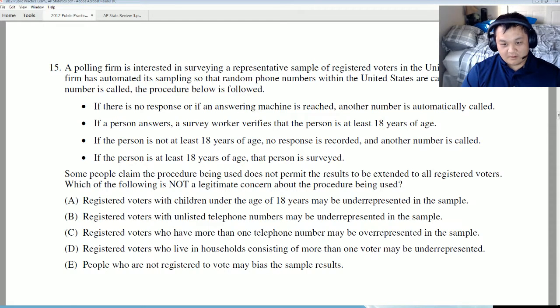Wait, if it's not a concern, then it's the choice. Wait, hold on. What's your question exactly? I'm confused about what you're saying. B is not a legitimate concern, so it's the wrong concern. What do you mean by wrong? Unreasonable. Yes, it won't affect the results, correct.